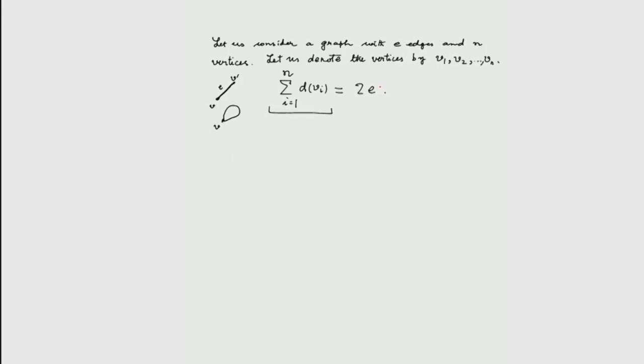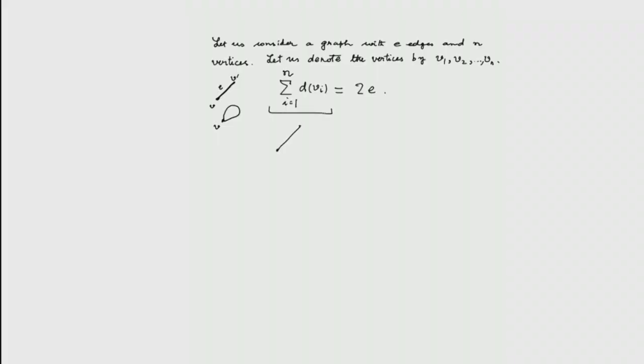We can check this by examples. Let us look at one small graph like this. So, let us call it V1, V2, V3, and V4.